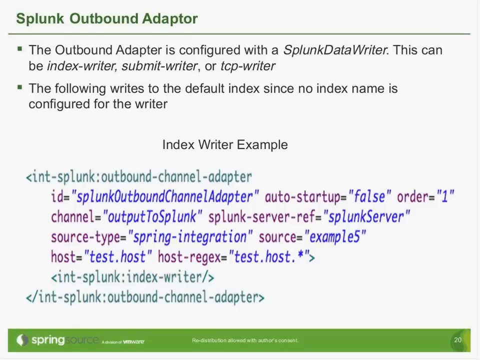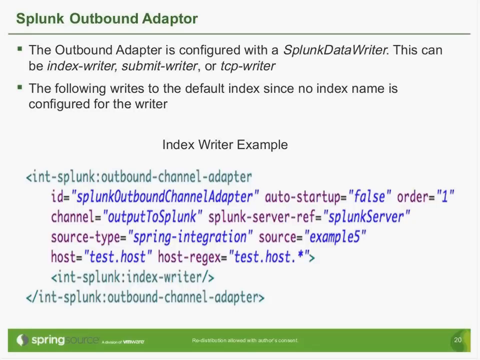So there are some common things that you configure with the outbound channel adapter, but there's also configuration attributes specific to each writer. So for that reason, there's a child element of the outbound adapter. We tell it what kind of writing you want to do, and that can be configured further with specific attributes for that mode of writing. So any message that comes from your application now will be output to Splunk.